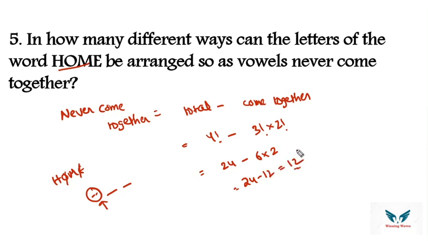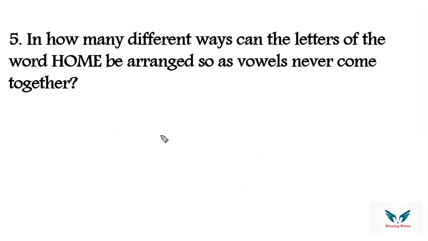Okay. So we can use this formula. Whenever it is given as never come together, just remove come together from total, such that you will be getting it directly. Right. Then let's go for the next question.